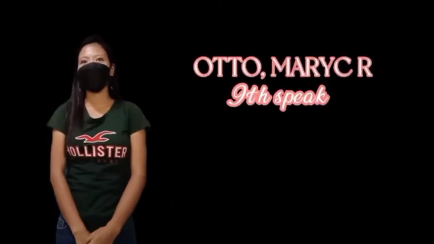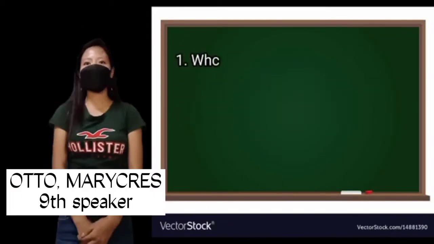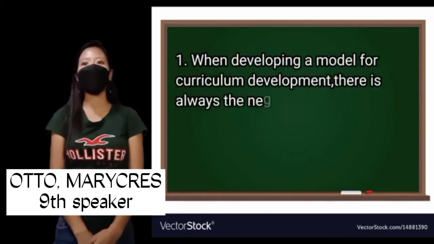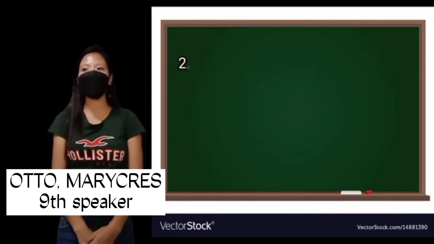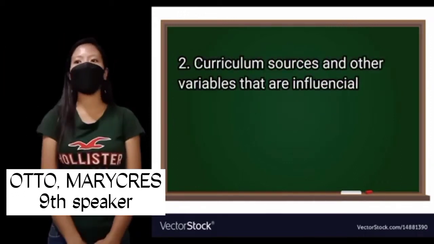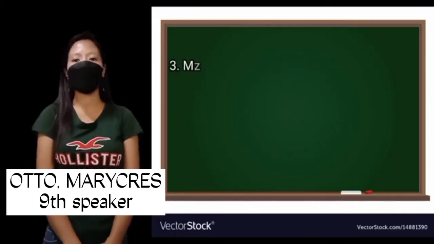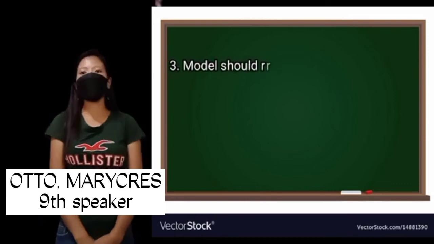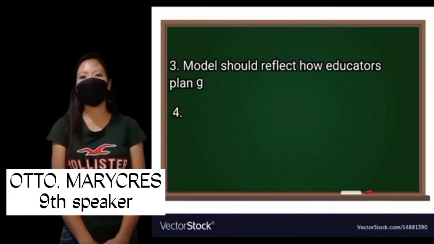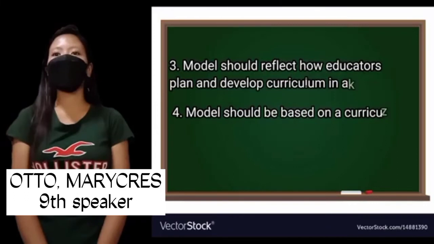We can always learn some principles from these models. The first is that when developing a model for curriculum development, there is always a need for a clear and logical process. Second, curriculum sources and other variables that are influential in developing a curriculum should be specified. Third, a model should reflect how educators plan and develop curriculum at any level. Fourth, a model should be based on a curriculum theory.